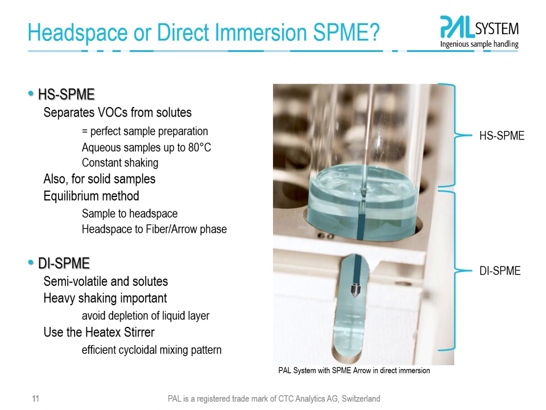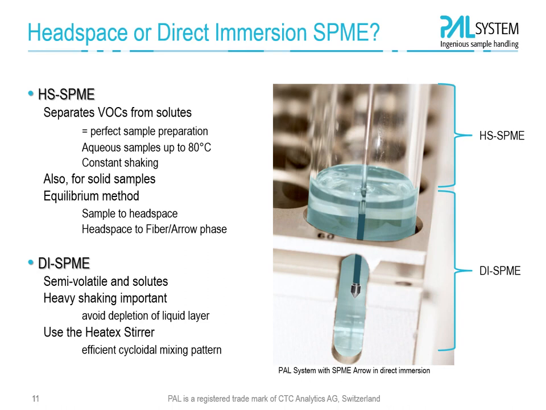This is also useful for solid samples. Here the shaking is shut off. Typically this is an equilibrium method. We have an equilibrium from the sample to the headspace, but there is also a second equilibrium between the headspace and the fiber or the arrow phase, which is in use.